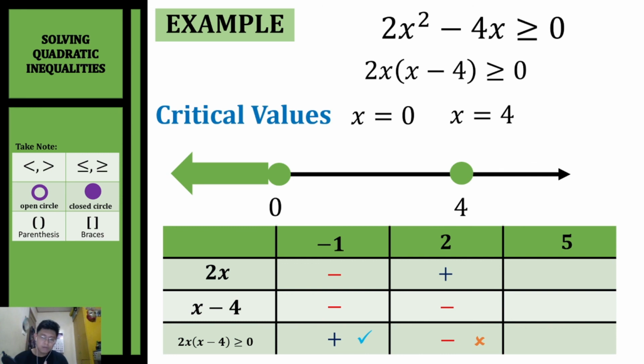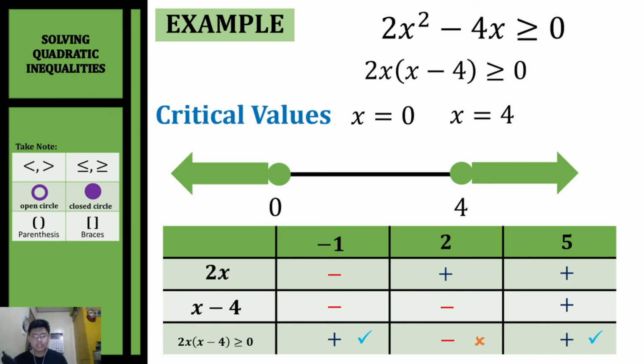Let's proceed to our last representative, 5. 5 times 2 will give us a positive number. 5 minus 4 will give us a positive number. Let's multiply the two signs. Positive times positive is positive. Is a positive number greater than or equal to 0? Yes. Since it is greater than or equal to 0, all the numbers from 4 to positive infinity are possible solutions to our quadratic inequality.